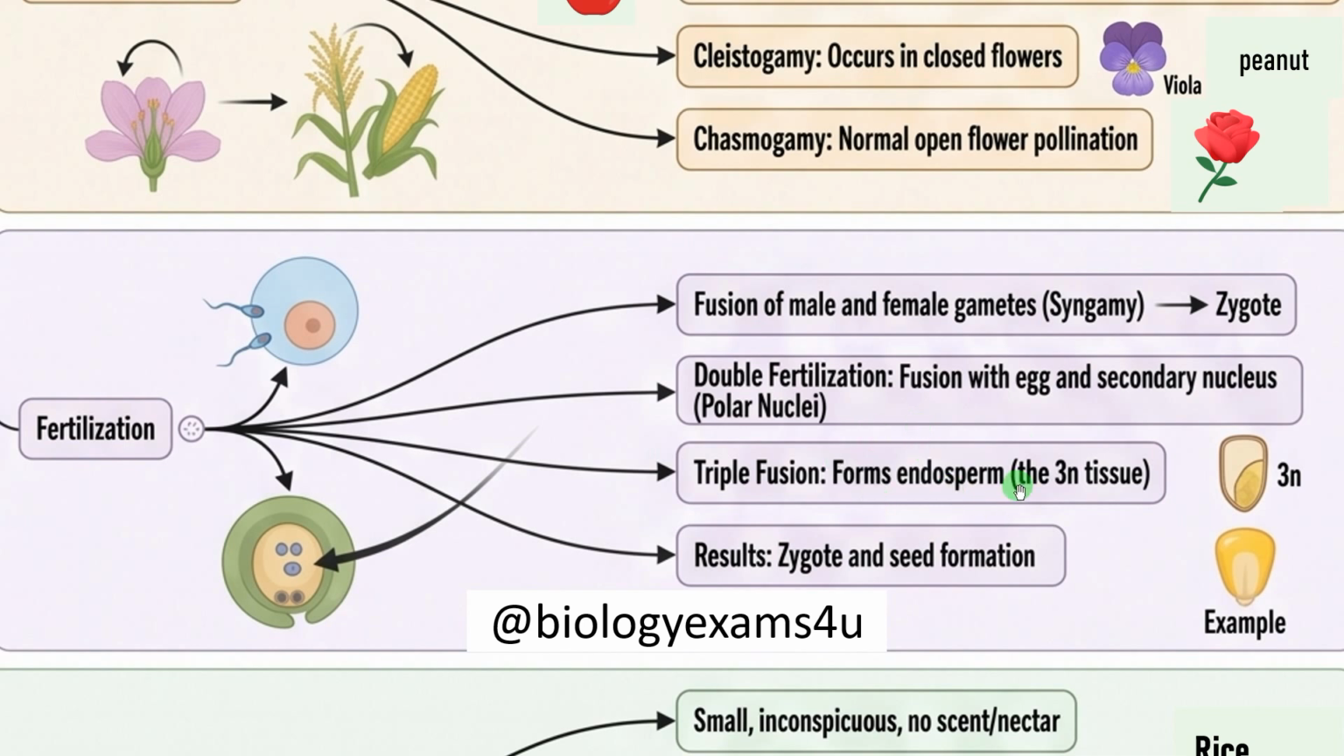This endosperm serves as nutritive tissue later, and finally the zygote develops and leads to seed formation. We have given a detailed video on double fertilization that is happening in angiosperms, so you can refer to that for more.